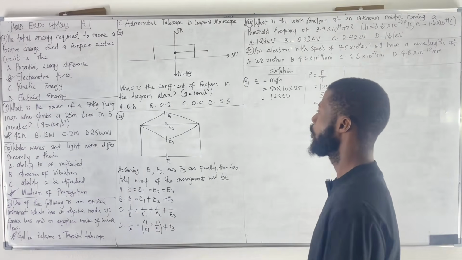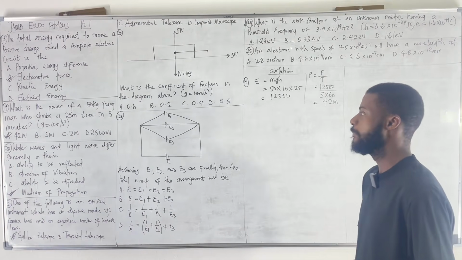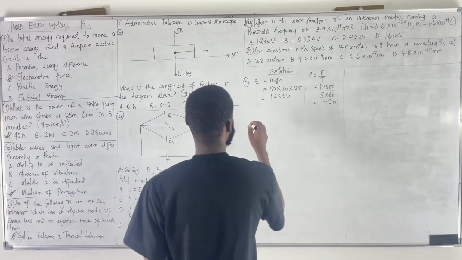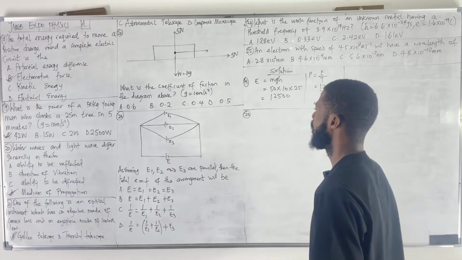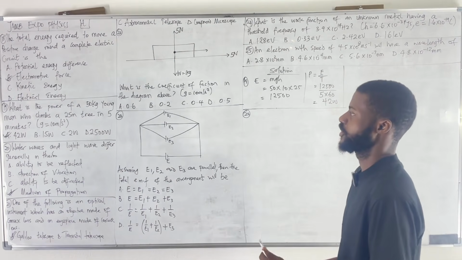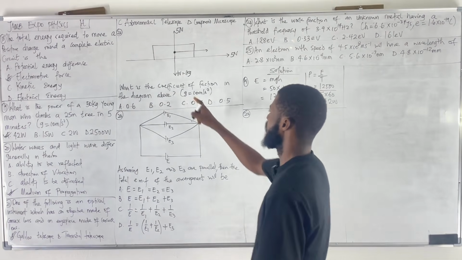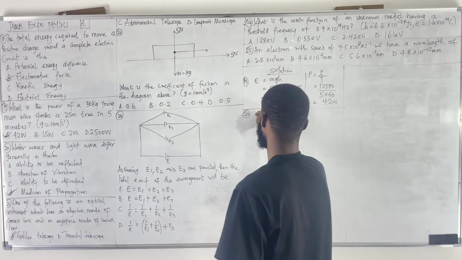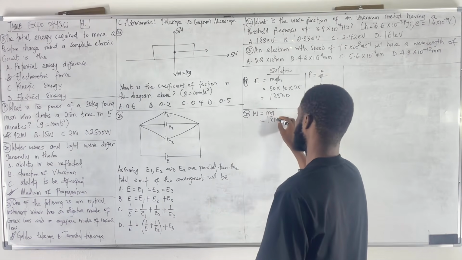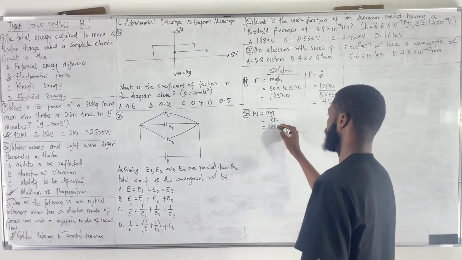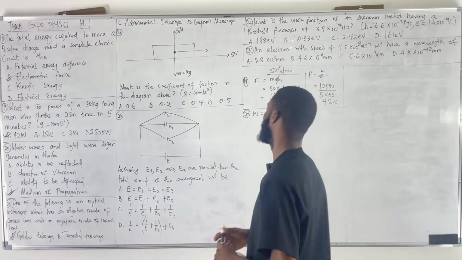Now, question 22. We're asked to find the coefficient of friction in the diagram above. So for question 22, to find the coefficient of friction, first, the mass here is 1 kg. So this means that the weight will become mg, which is 1 kg times 10. So that will be 10 Newton. That's the weight of the block, what the weight is pulling down.